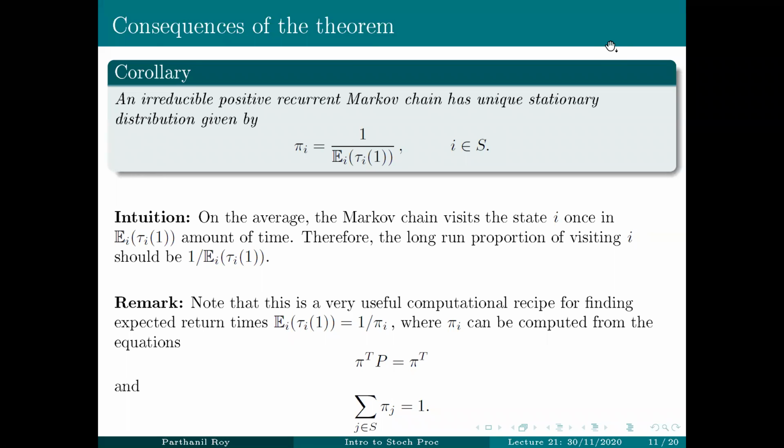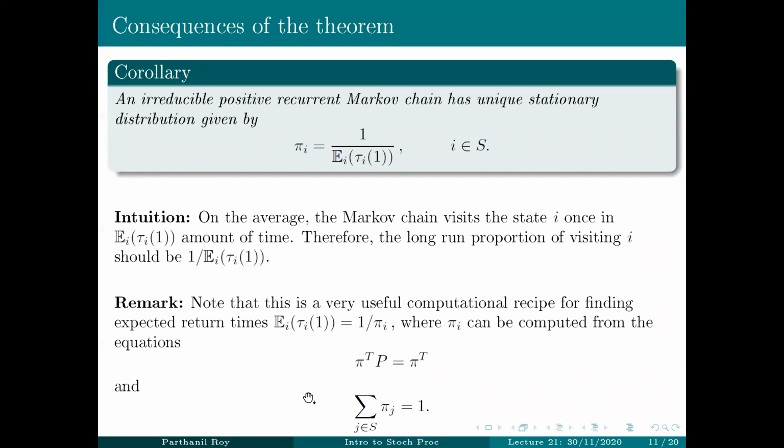So as we said, this pi I being equal to 1 over the expected return time to I is actually a very nice computational help in the computation of this expected return time. So we basically compute this expected return time as 1 over pi I. That pi I can be computed from these equations: pi transpose P equal to pi transpose, and summation pi j equals 1.